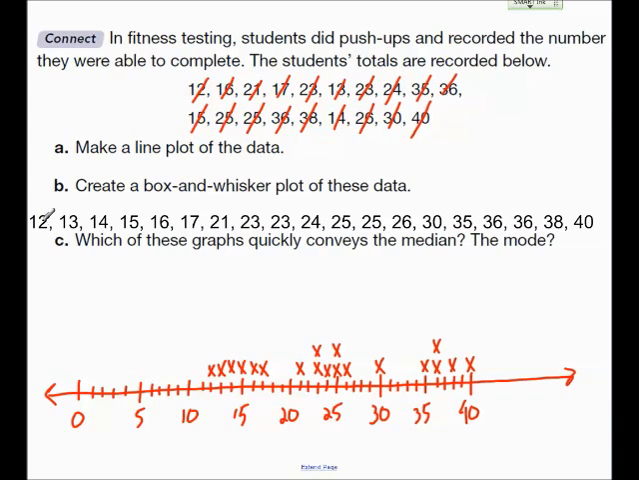So 5-number summary. The first one is the median. 1, 2, 3, 4, 5, 6, 7, 8, 9. Oops, nope, that's not what I want. I'm sorry. I want the 10th number, which is 24. Because that's got 9 numbers before it, and 9 numbers behind it. So that's our median.